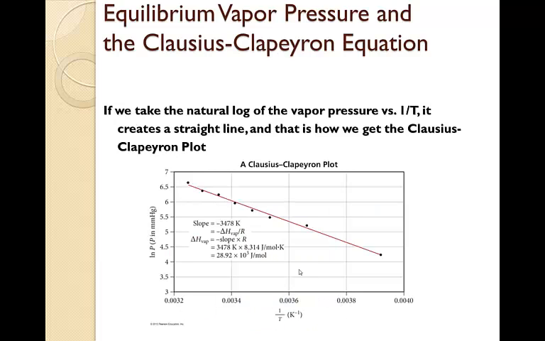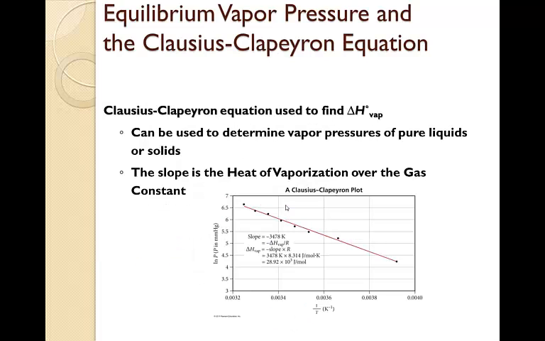If we take the natural log of the vapor pressure and put it versus 1 over temperature rather than just temperature, it starts to create a straight line. And that's how we get the Clausius-Clapeyron plot. The Clausius-Clapeyron equation is used to find the delta H of vaporization, and it can be used to determine the vapor pressures of pure liquids or solids. And the slope here is the heat of vaporization over the gas constant.